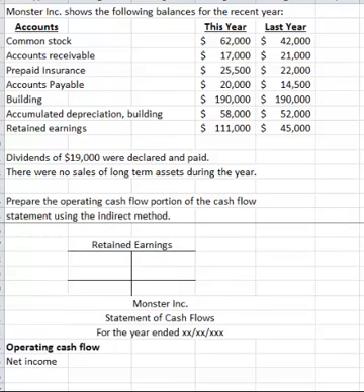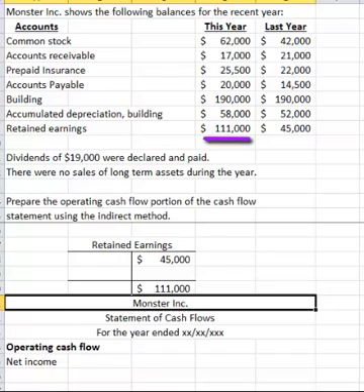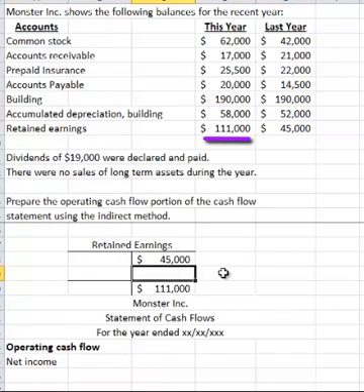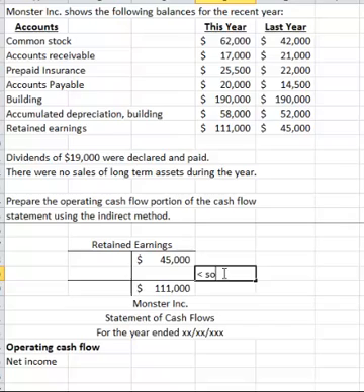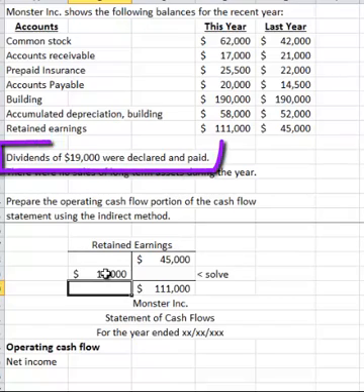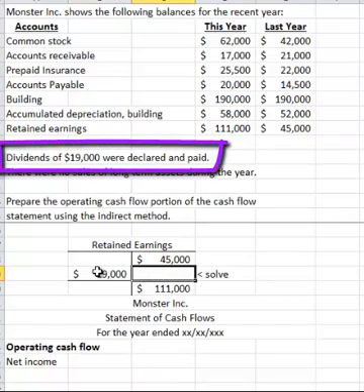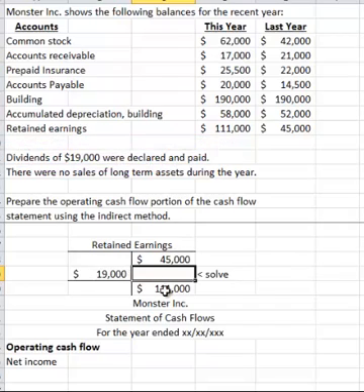So here's a T account for retained earnings, so let's populate it and solve for net income. So beginning retained earnings is $45,000. Ending retained earnings was $111,000. And what makes retained earnings go up? Net income, that's the thing we need to solve for. And what makes retained earnings go down? Dividends. So 45,000 plus something minus 19,000 gave you 111,000. So you can set that up as X if you like and solve for the missing piece.